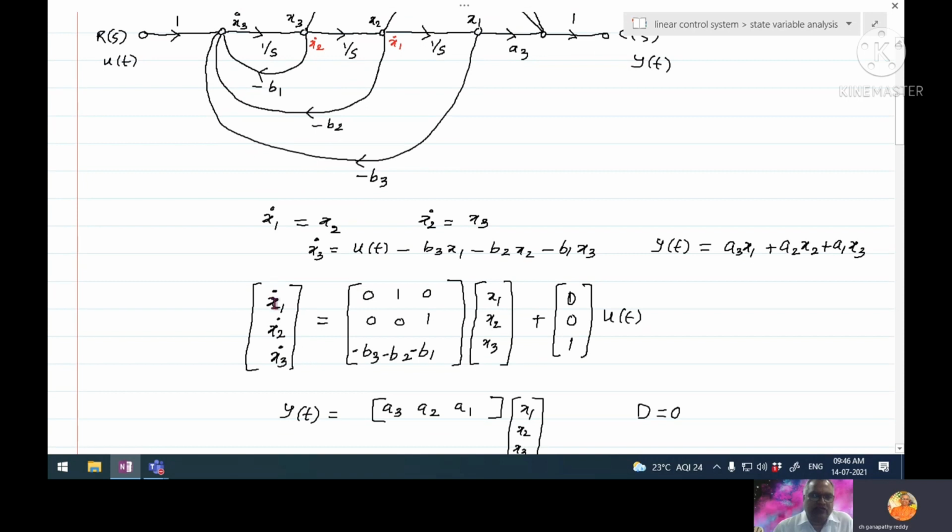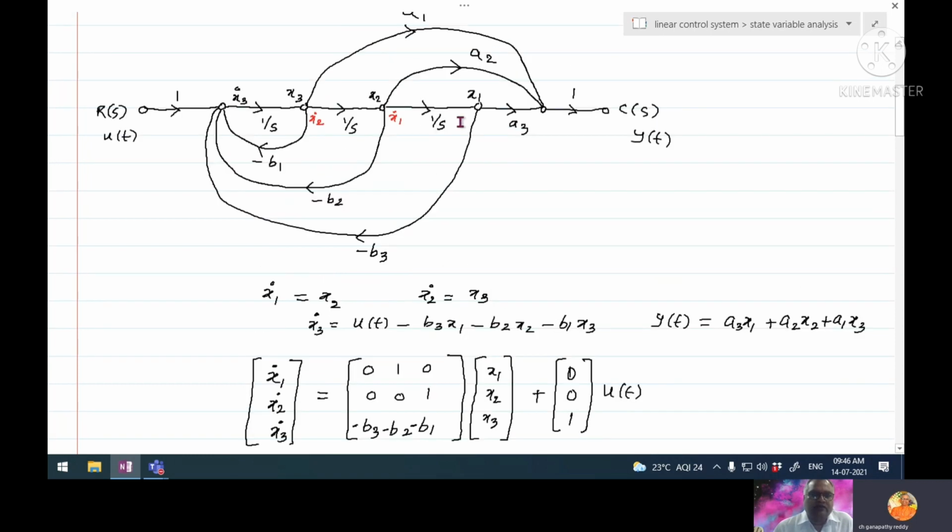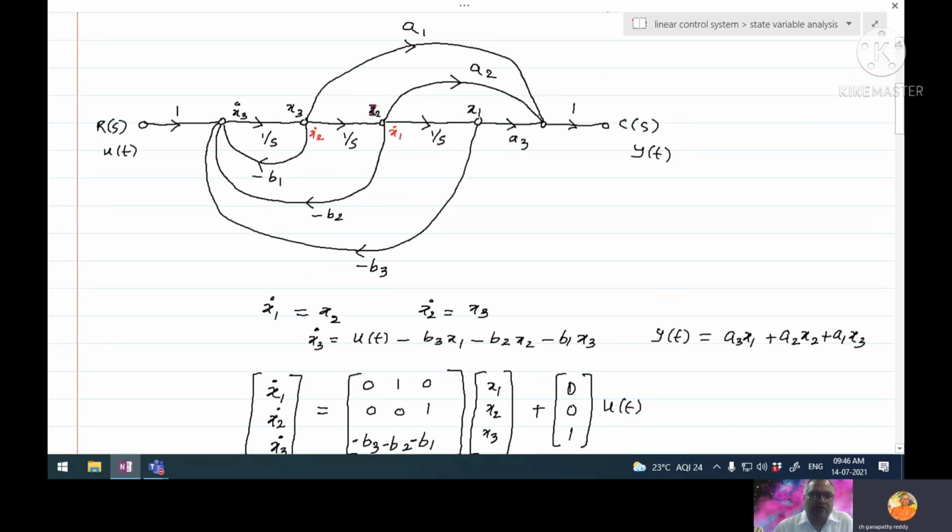But what is the standard form of state equations? x1 dot, x2 dot, x3 dot. Hence, if I write equation for x1 dot, I will get x2. If I write equation for x2 dot, I will get x3. If I write x3 dot equation, input u of t, minus b3 x1, minus b2 x2, minus b1 x3. So this is x3 dot.